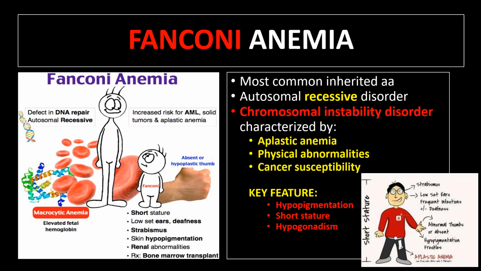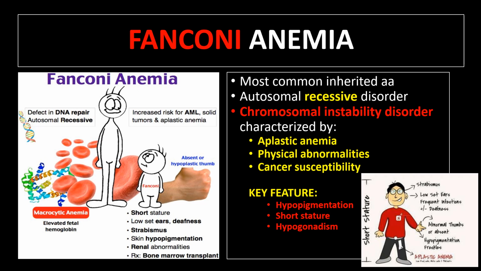Let's discuss first Fanconi anemia, which is termed the most common inherited aplastic anemia. Epidemiologically, it has 1 to 5 cases per million. It was discovered and described by Dr. Guido Fanconi in three brothers presenting with symptoms such as skin pigmentation. So there is hypopigmentation, short stature, and hypogonadism. These are the key features of Fanconi anemia.